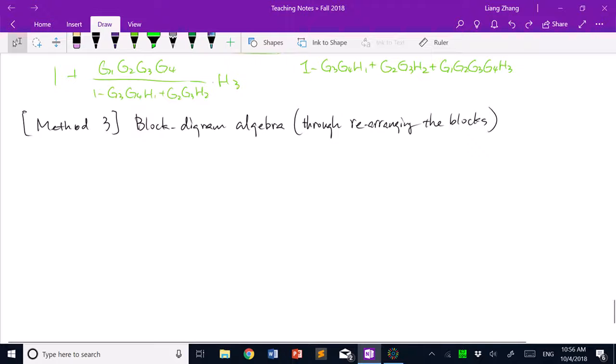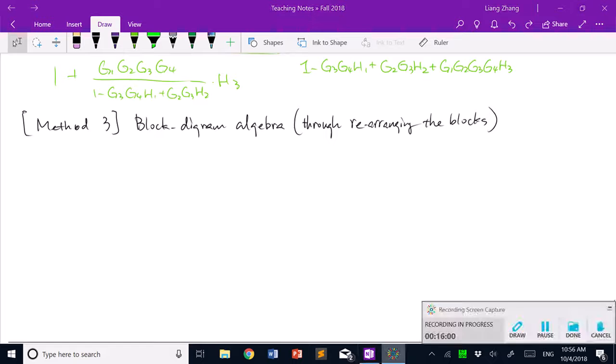And of course, as far as convenience is concerned, Mason's rule is the most convenient, and the block diagram rearrangement will also work. Okay. So I'll demonstrate all three methods to solve that problem.